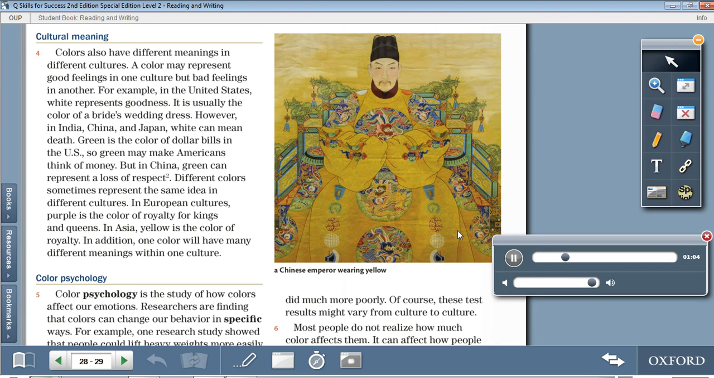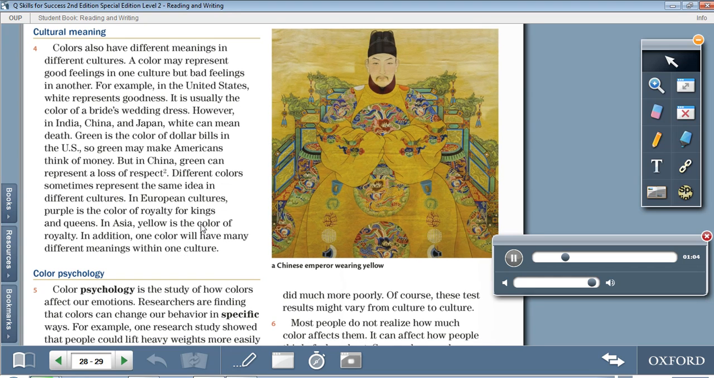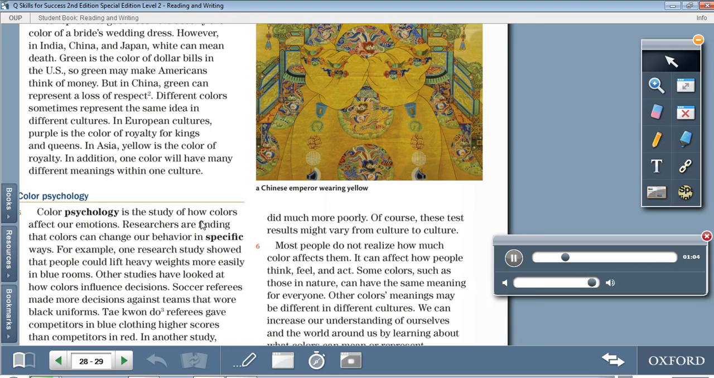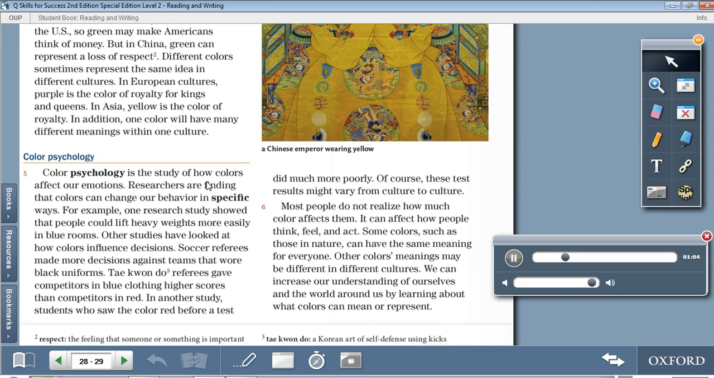Green is the color of dollar bills in the U.S., so green may make Americans think of money. But in China, green can represent a loss of respect. Different colors sometimes represent the same idea in different cultures. In European cultures, purple is the color of royalty for kings and queens. In Asia, yellow is the color of royalty. In addition, one color will have many different meanings within one culture.